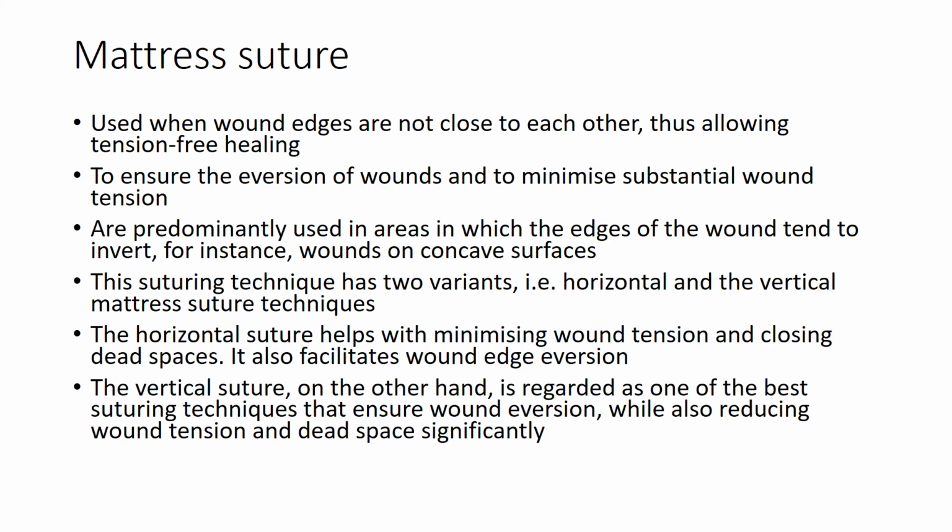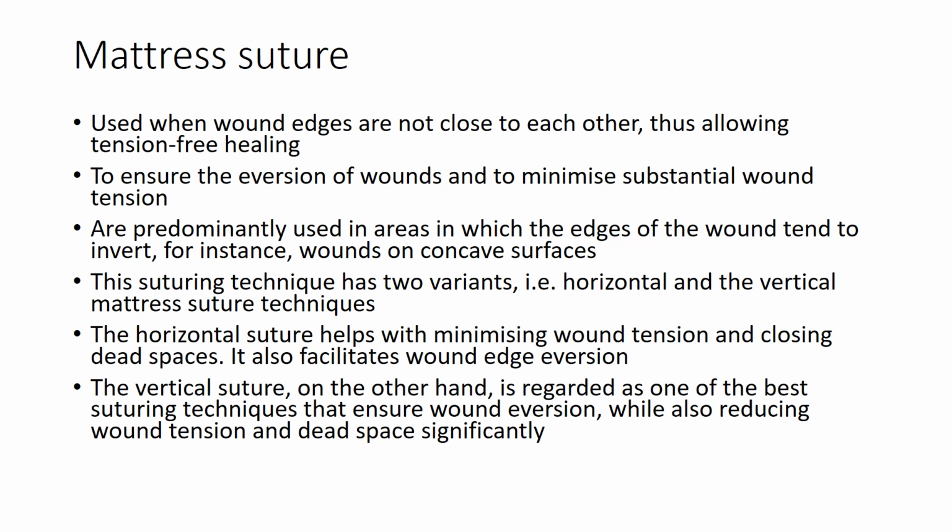Okay, mattress suture. This is used when wound edges are not close to each other, thus allowing tension-free healing. Mattress suture can be used to ensure the eversion of the wound and to minimize substantial wound tension. They are predominantly used in areas in which the edges of the wound tend to invert, for instance, wounds on concave surfaces. The suturing technique has two variants, horizontal and vertical mattress suture technique. The horizontal suture helps with minimizing wound tension and closing dead space. It also facilitates wound edge eversion.